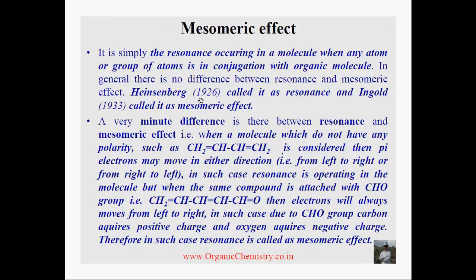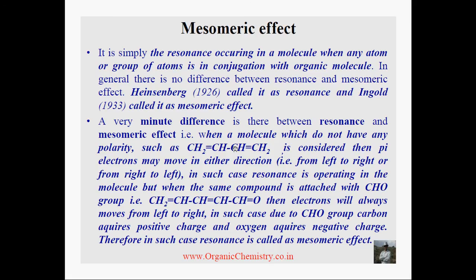Mesomeric effect. It is simply the resonance occurring in a molecule when any atom or group of atoms is in conjugation with an organic molecule. In general, there is no difference between resonance and mesomeric effect. Heisenberg in 1926 called this resonance, and Ingold in 1933 called this mesomeric effect. There is only a very minute difference between resonance and mesomeric effect.